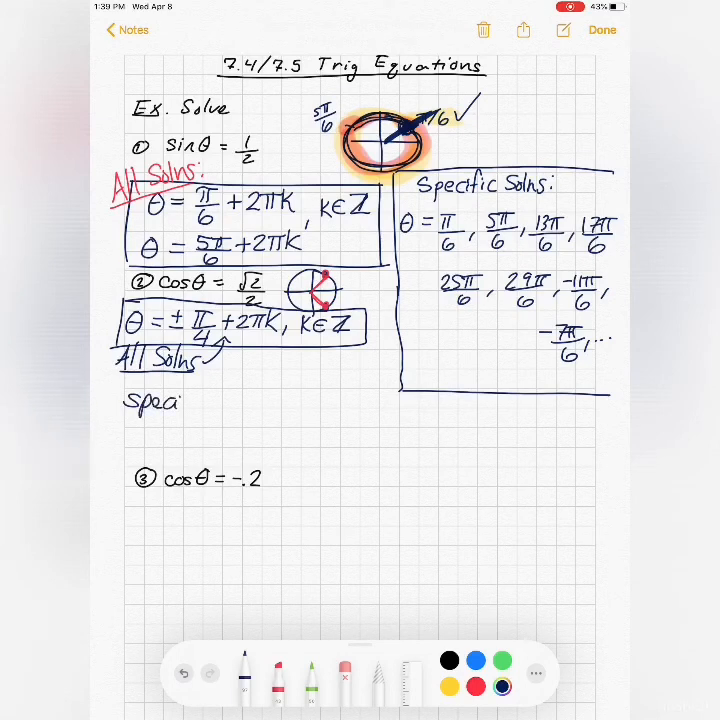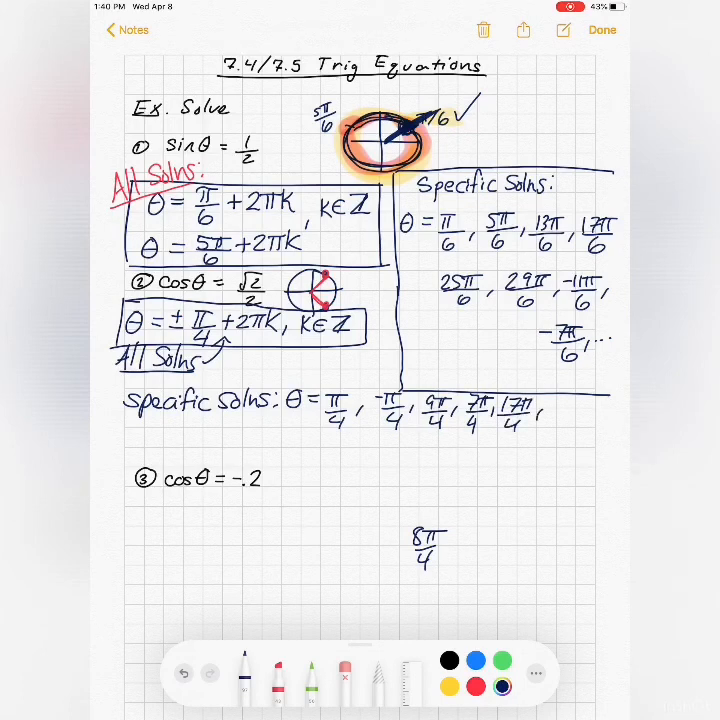If I wanted some number of specific solutions, okay, well, pi/4, negative pi/4. And then with this one, I'd be adding and subtracting 2 pi, so 8 pi/4. So I'd have 9 pi/4, 7 pi/4, add another 8 pi/4, so what's that, 17 pi/4, 15 pi/4, then I could also subtract. And again, I could find infinitely many of these, and that just depends on what the instructions ask for.